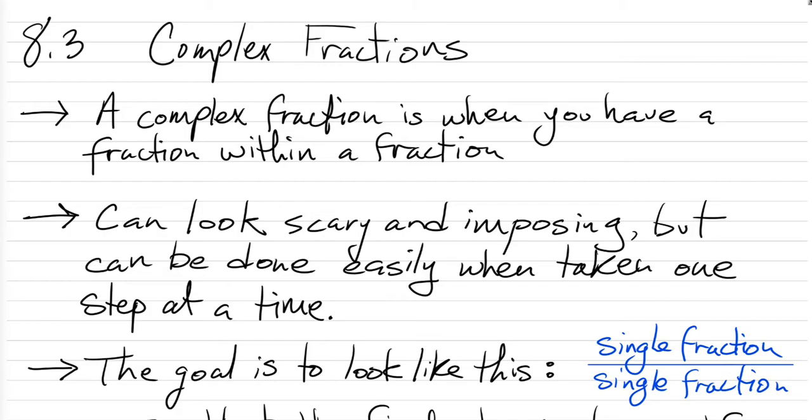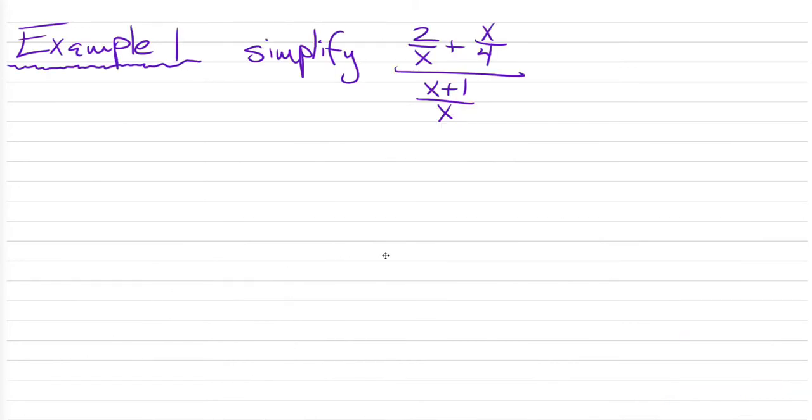A complex fraction is when you have a fraction within a fraction. So the name complex isn't going to be like imaginary numbers. It can be, but in this way they use complex as in it's a complicated fraction within a fraction. So here, we will start with this. And this is a pretty good example of what they're usually going to look like.